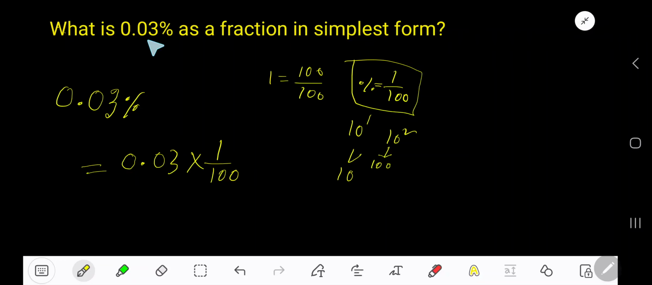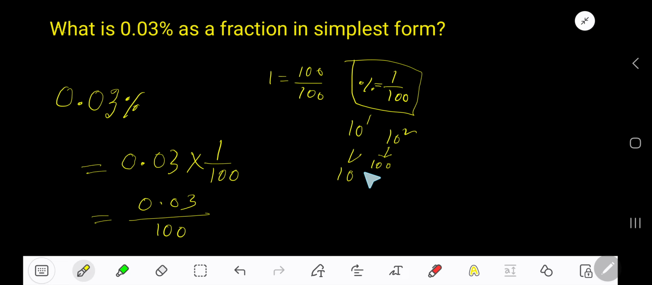What is 0.03% as a fraction in simplest form? So we can rewrite it. Instead of percentage, you can write 1 over 100. So now multiply the top numbers together, 0.03 and 1, and the bottom numbers together.